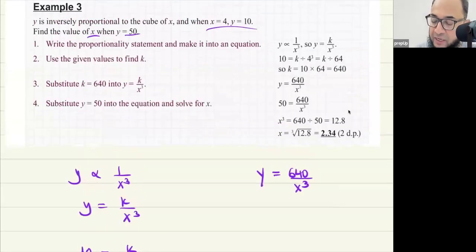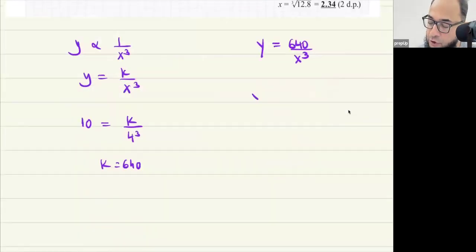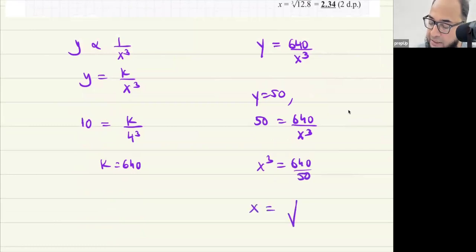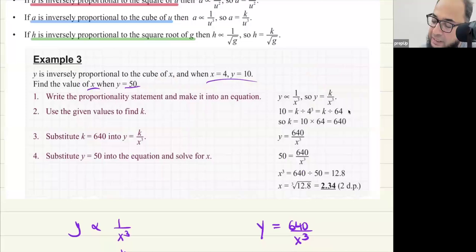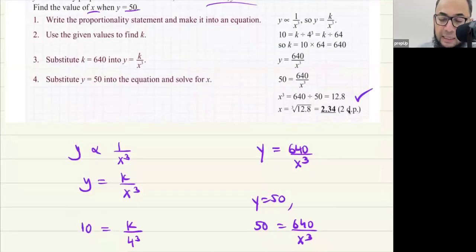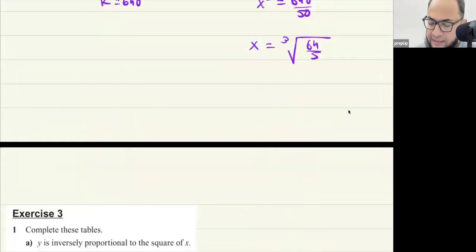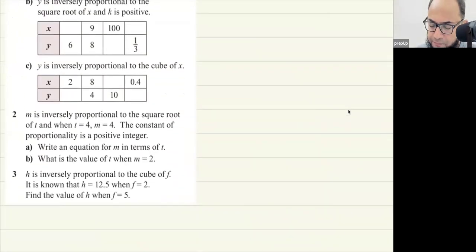Find the value of x when y is 50. So when y is 50, 50 equals 640 over x cubed. Therefore, x cubed is 640 over 50. Hence, you make x the subject. That is the cube root of 64 over 5, which definitely will come out in decimals. So that is the basic idea of this.